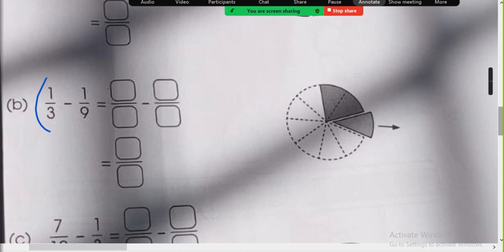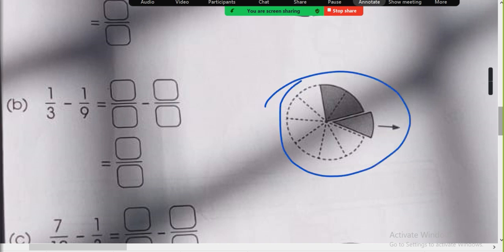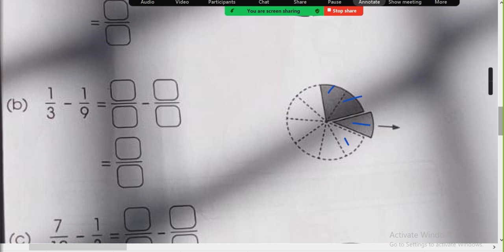Okay, let me explain this with a diagram. 1 by 3 means, what do they have? They have 1, 2, 3, 4, 5, 6, 7, 8, 9, 9 pieces in all. 9 smaller pieces, and basically they have divided the shape into 3 portions, right? 3 in each.